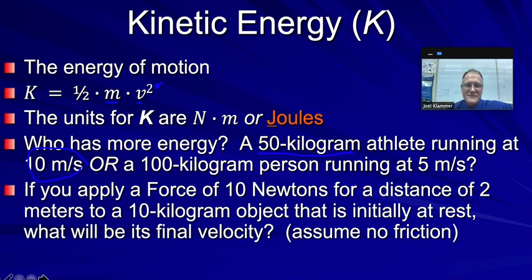If you apply a force of 10 newtons for a distance of 2 meters to a 10-kilogram object that's initially at rest, what will be its final velocity? And you might say, oh, okay, I know how to do this one. Use F equals ma, Newton's second law from last chapter. Figure out the acceleration. Once you know the acceleration, you can use v final squared equals v initial squared plus 2a delta x to figure out the final velocity. And boom, you got it. But there's something amazing going on here. Remember that work is equal to the change in energy of the system.